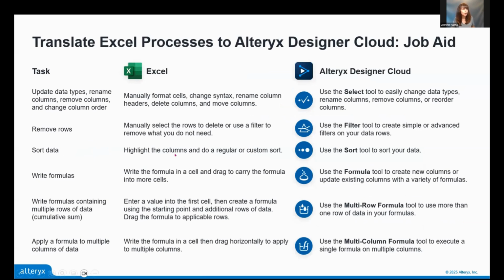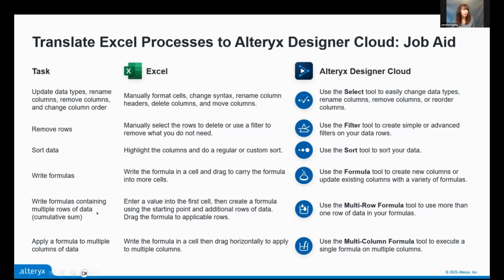And these are just tasks. First one's a perfect example: update data types, rename columns, remove columns, change column order. How do I do this in Excel? Yeah, well, I do it, but it can be a little tedious and manual, and I might have to do it over and over and over. I have one tool to do it in Cloud Select. It's brilliant. I will be showing that off shortly. It just makes it a lot easier, and I only do it once, right?